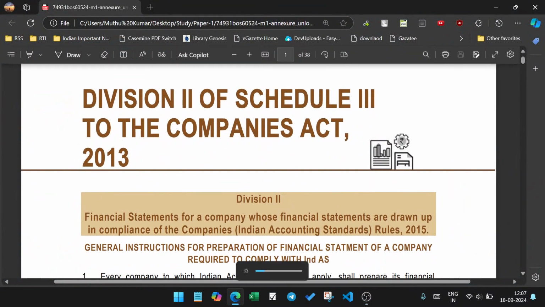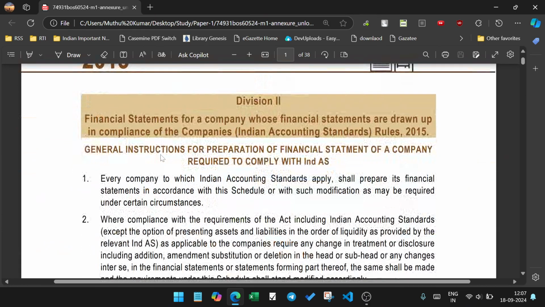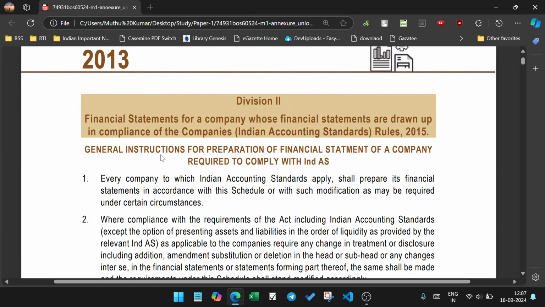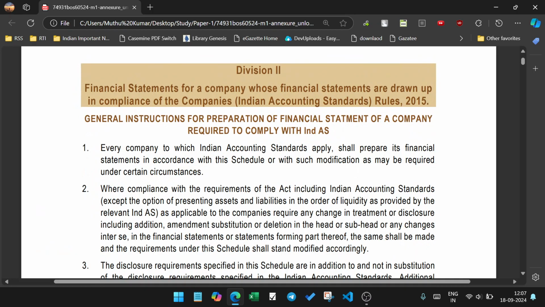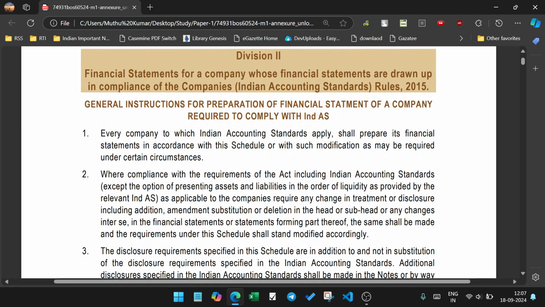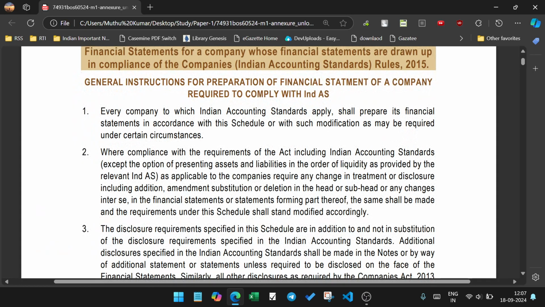Division 2 of Schedule 3 to the Companies Act. The financial statements of companies are drawn up in compliance with the Companies Act and in compliance with the Indian Accounting Standards, under the general instructions for preparation of financial statements of a company required to be complied with in India.